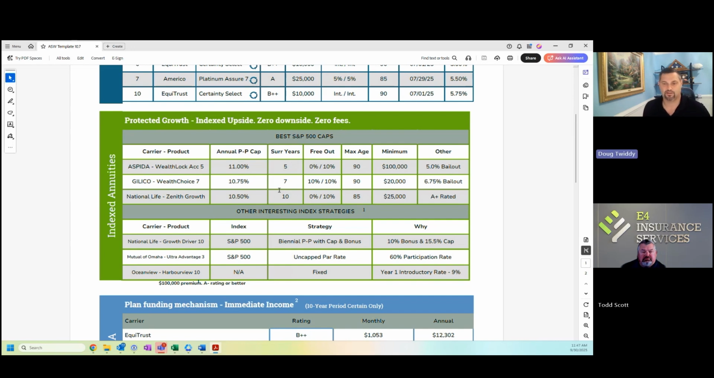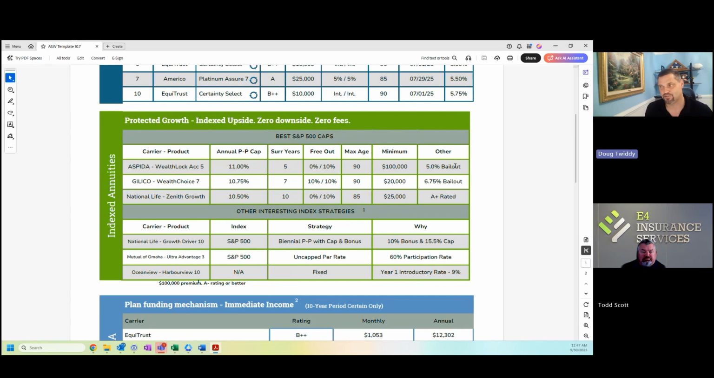So as of yesterday, in this particular case, Aspida's Wealth Lock Accumulator 5 had an 11% cap on the S&P 500. That's a 5-year surrender charge period. You get no free withdrawal privileges in year 1, but you get 10% free withdrawal privileges after the first year. You can't buy it if you're older than 91, and you need a $100,000 minimum premium in order to get that cap.